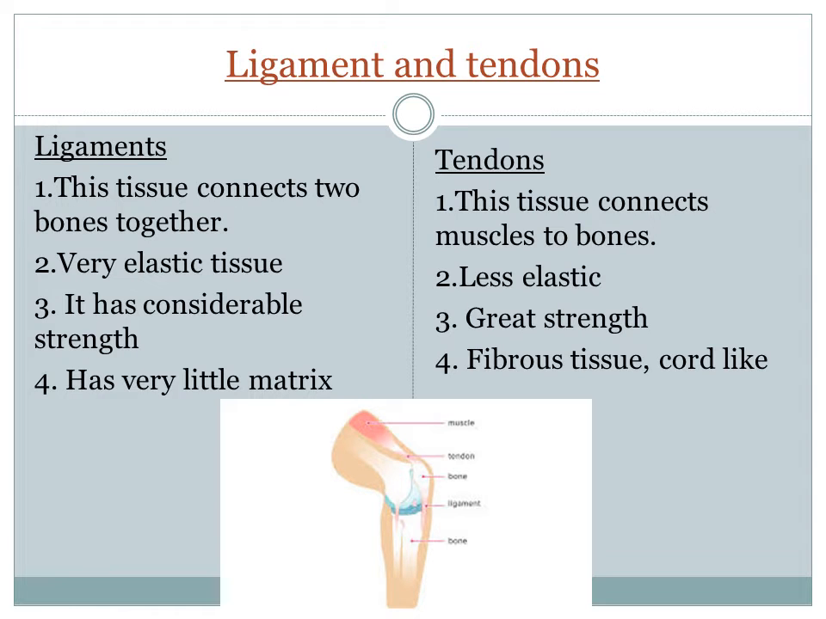Now, next type of connective tissues are ligaments and tendons. Both these are separate connective tissues. First, let us talk about ligaments. You must have heard about ligament injury, right? So, these are yellow connective tissues or yellow fibrous connective tissues, you can say, which join two bones together. They are elastic, that is flexible. They have considerable strength. They have very little matrix.